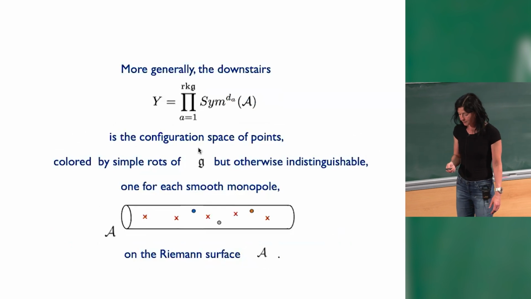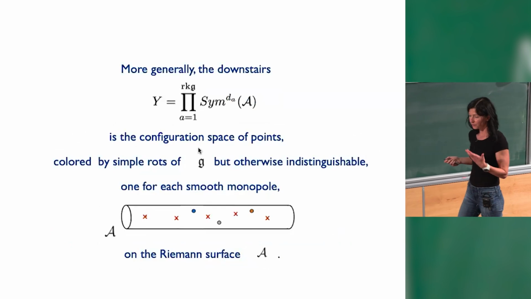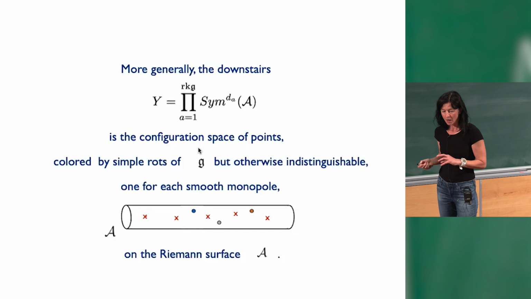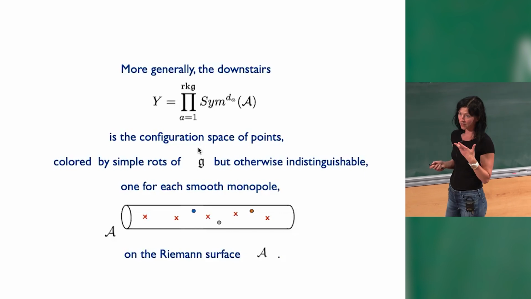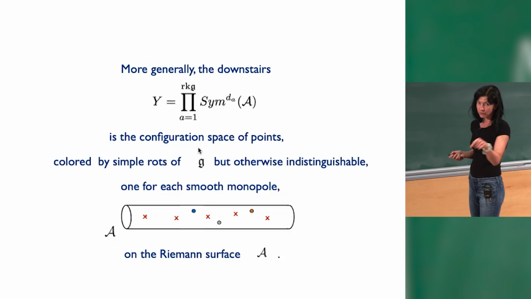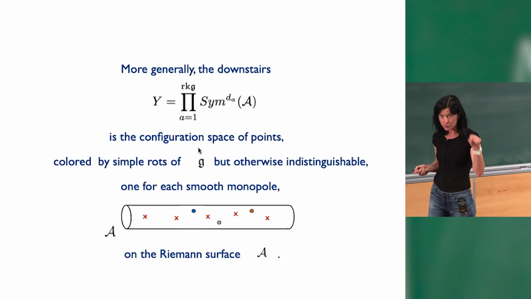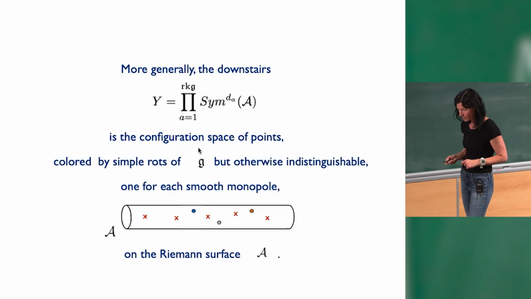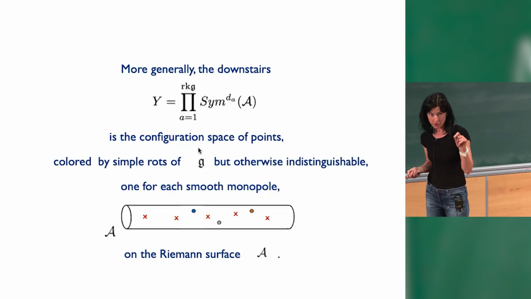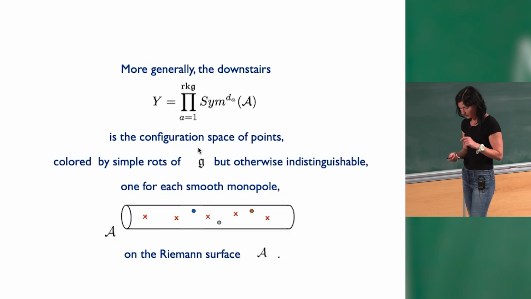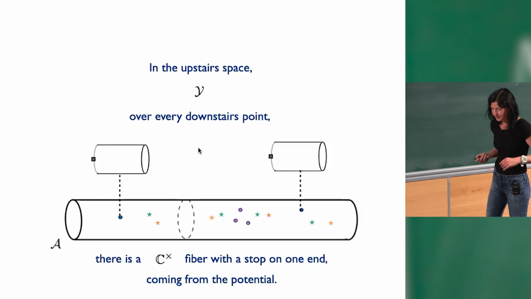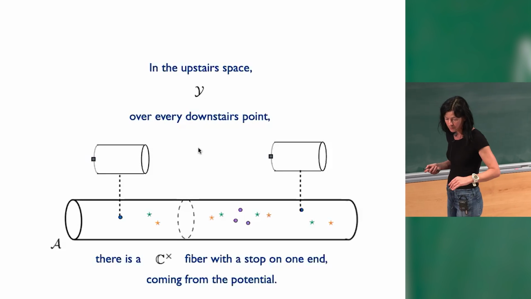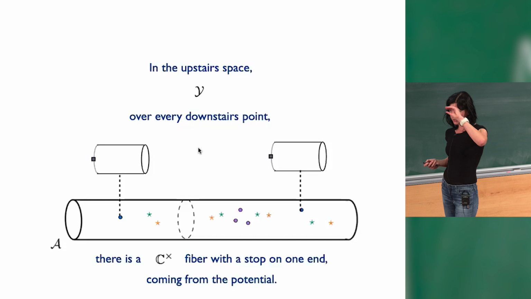More generally, the downstairs space Y is the configuration space of points on an infinite cylinder, colored by simple roots of the Lie algebra, but otherwise indistinguishable. Those simple roots of the Lie algebra are one for each smooth monopole, whereas the marked points correspond to positions of singular monopoles. And those, again, we'll keep fixed, at least for the time being. So in the upstairs space, over every downstairs point, there's a C star fiber with a stop on one end. That stop comes from a fiberwise potential.